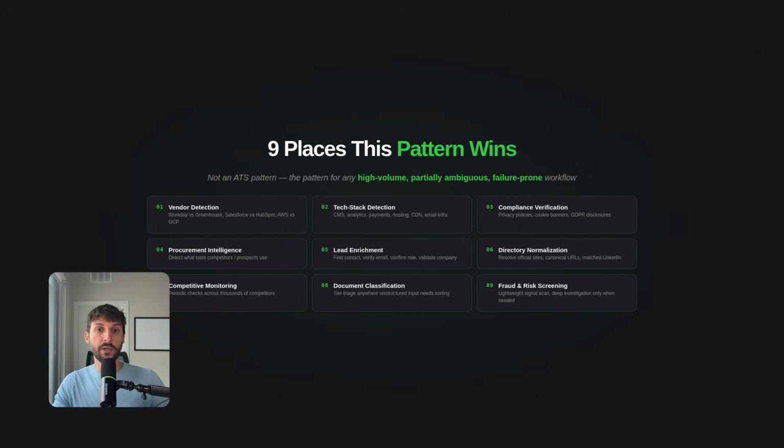matters. Ninth, fraud and risk screening. Lightweight signal scans first: IP, device, behavioral patterns. Deep investigation only on the uncertain cases. This is exactly how the most sophisticated risk systems in the world work. They don't deeply investigate every transaction, they tier it.